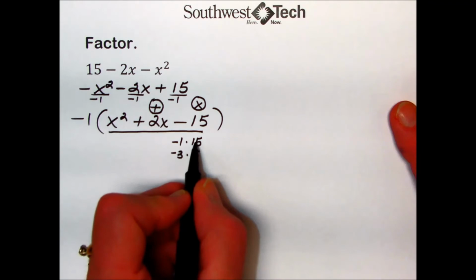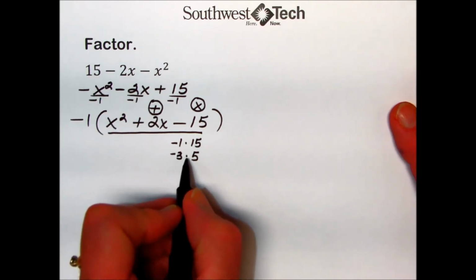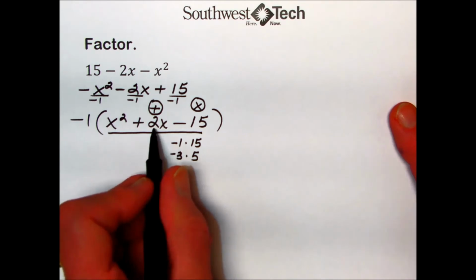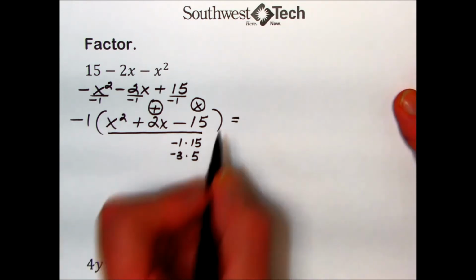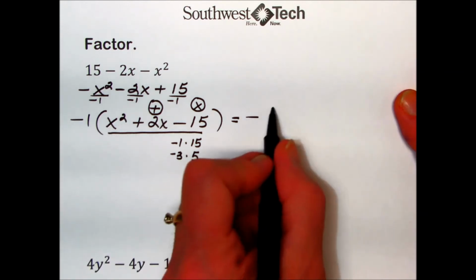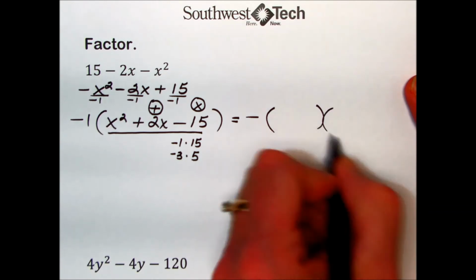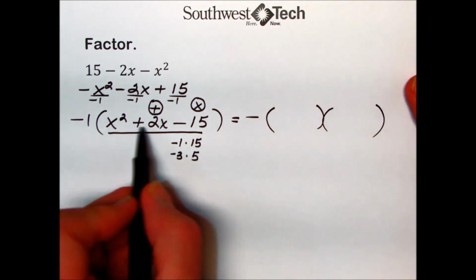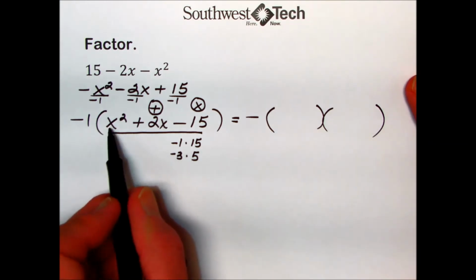-1 and 15 would add up to be a 14. That's not what we're looking for. -3 plus 5 gives us a 2, and we're spot on with that value. So we still continue with the negative, and whether you write the 1 or just the minus sign is fine. We're ready to factor this trinomial into a product of binomials.